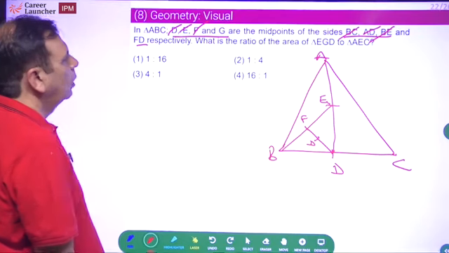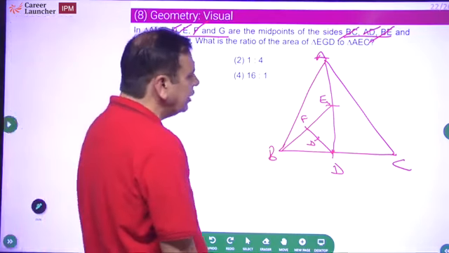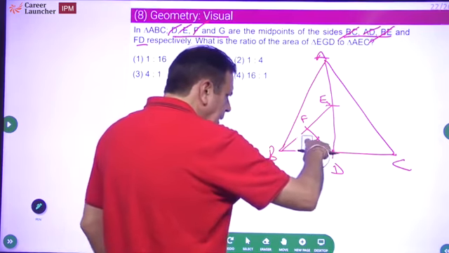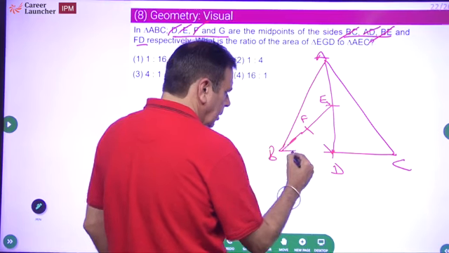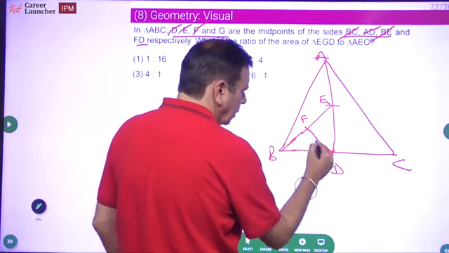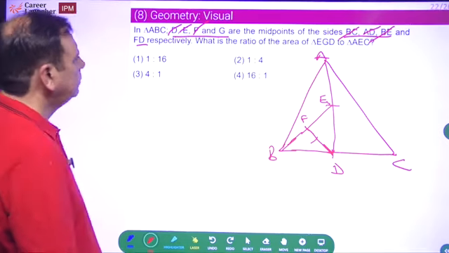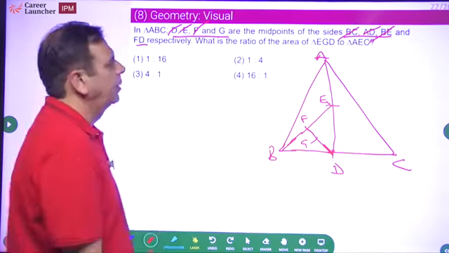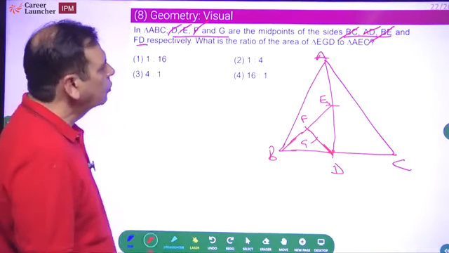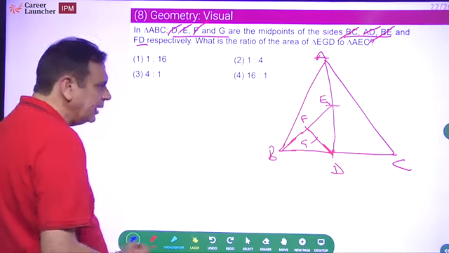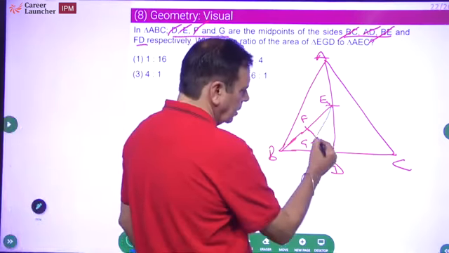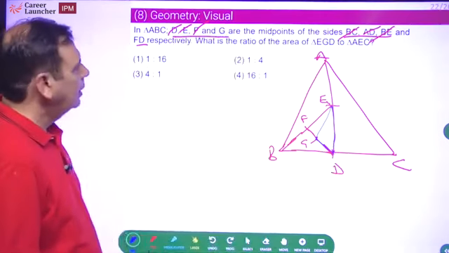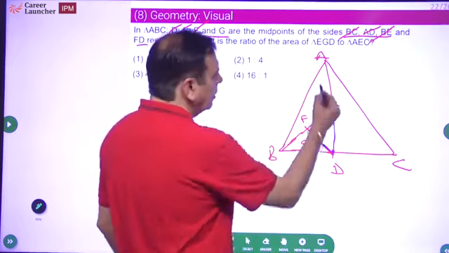Right? What is the ratio of area of triangle EGD? Oh, I wrote it wrong. Okay, let me just correct this. And what was the last one? G. This is G. Okay, yeah. What is the ratio of area of triangle EGD to AEC? EGD. This is triangle EGD and the other is AEC.